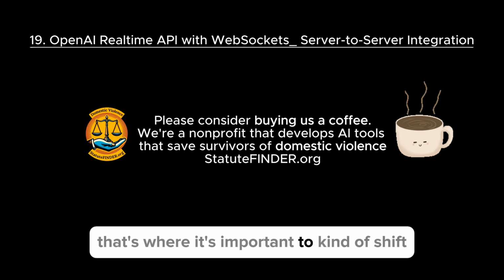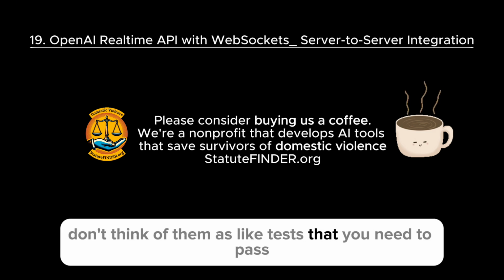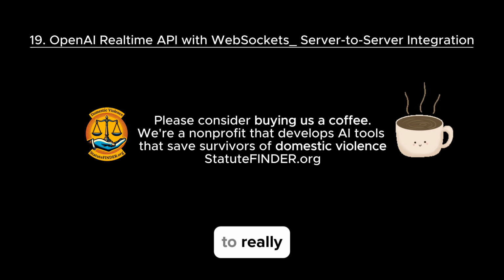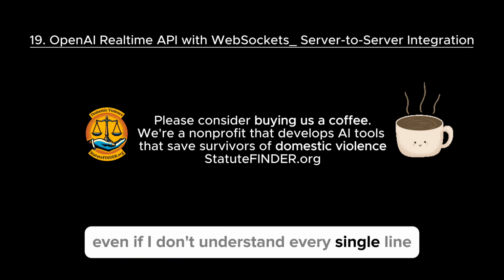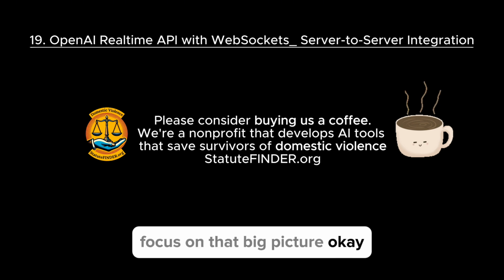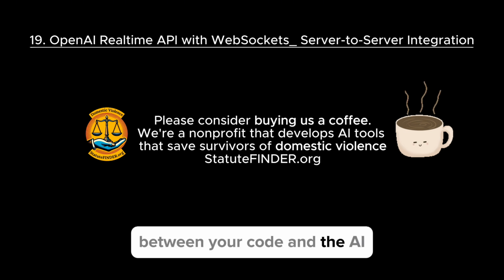That's where it's important to shift your perspective a little bit. Don't think of them as tests that you need to pass. Think of them more as helpful guides to really illustrate the concepts that we've been discussing. Even if you don't understand every single line, focus on that big picture. How do those examples demonstrate the interaction between your code and the AI?